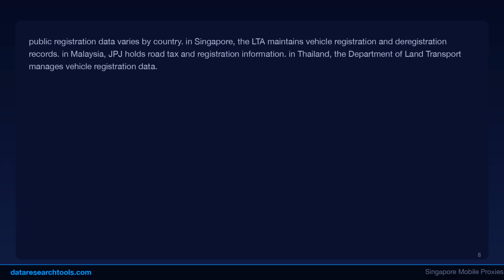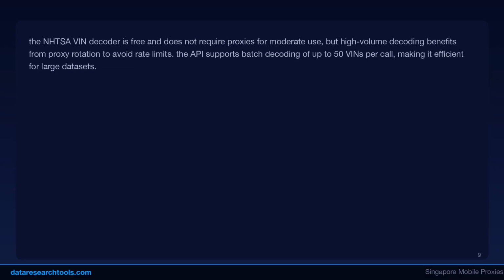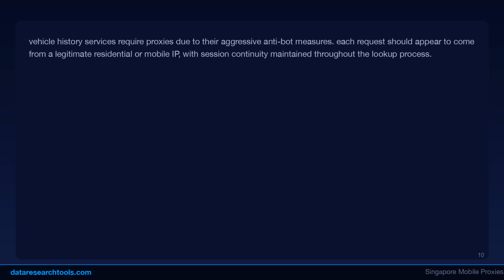Government registration data varies by country. In Singapore, the LTA maintains vehicle registration and deregistration records. In Malaysia, JPJ holds road tax and registration information. In Thailand, the Department of Land Transport manages vehicle registration data. The NHTSA VIN decoder is free and does not require proxies for moderate use, but high-volume decoding benefits from proxy rotation to avoid rate limits. The API supports batch decoding of up to 50 VINs per call, making it efficient for large datasets.